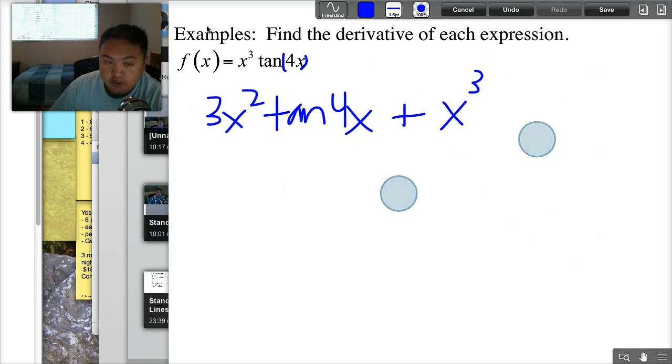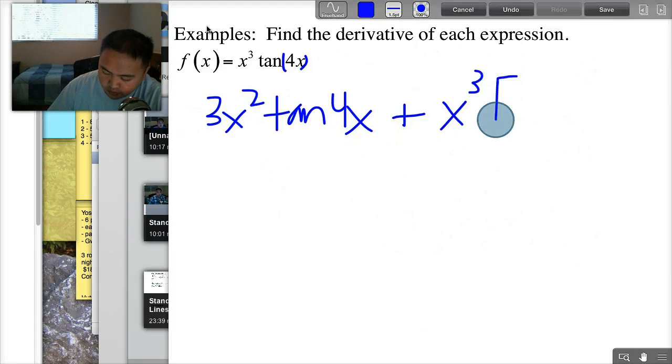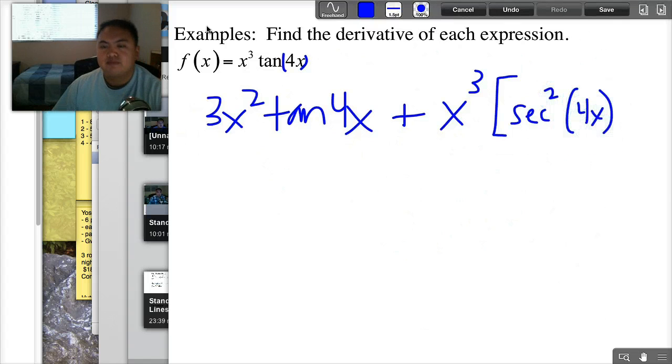So this is chain rule, I'll take the derivative of the outside. Do you guys remember the derivative? Or if you don't remember, you can look at the top of the page. The derivative of tangent is secant squared. And I'll leave the inside function alone. Then I'll multiply by the derivative of the inside. Since the inside function is 4x, I'll multiply by 4.